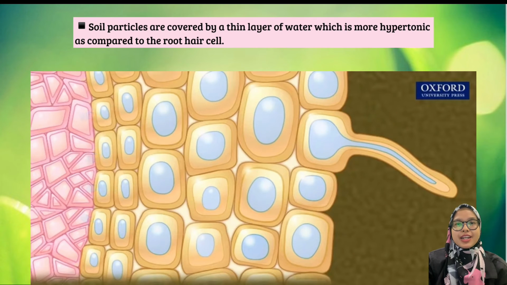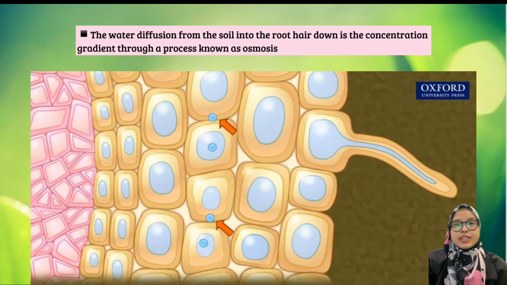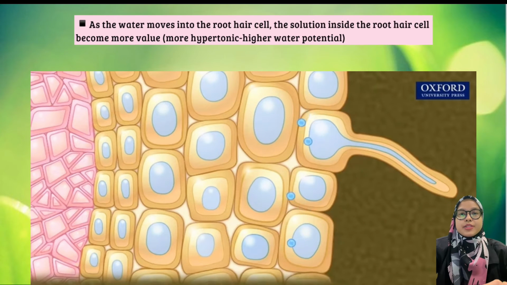Soil particles are covered by a thin layer of water, which is more hypertonic compared to the root hair cell. More hypertonic means more water molecules, which is higher water potential. The water diffuses from the soil into the root hair down the concentration gradient through a process known as osmosis. As the water moves into the root hair cell, the solution inside the root hair cell becomes more dilute, which is more hypertonic with higher water potential.